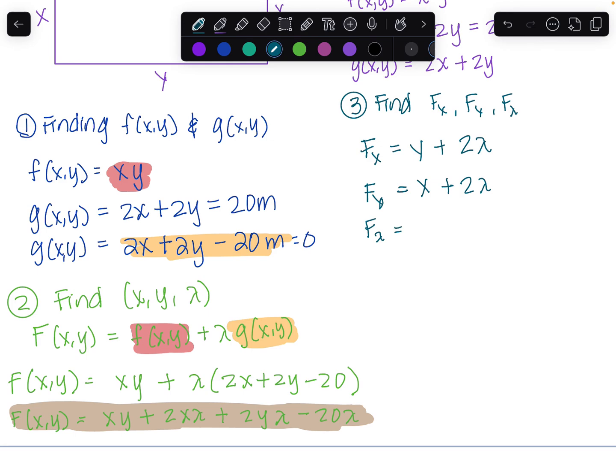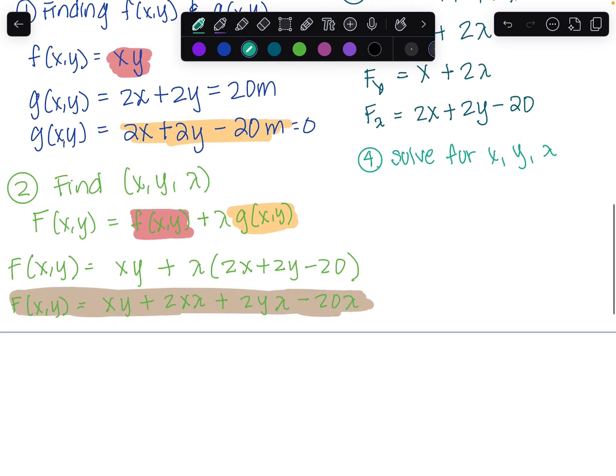And the derivative with respect to lambda, the xy would go to 0. It would be 2x plus 2y minus 20. Next, we're going to solve for x, y, and lambda using algebra.